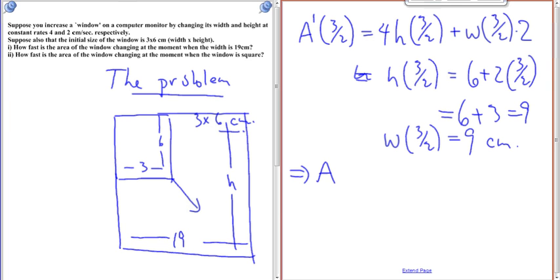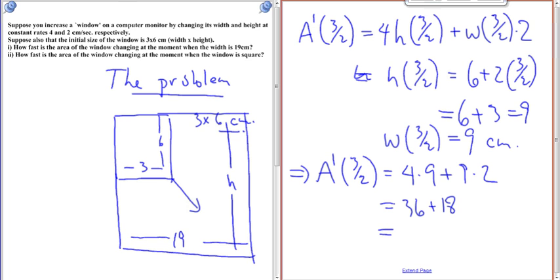So therefore, our final calculation, A prime at a second and a half is 4 times 9 plus 9 times 2 equals 36 plus 18 equals 54 centimeters squared per second. That's the rate at which the area is changing at a second and a half. Notice it's less than the rate at which the area was changing at 4 seconds. That was our answer to part 1.